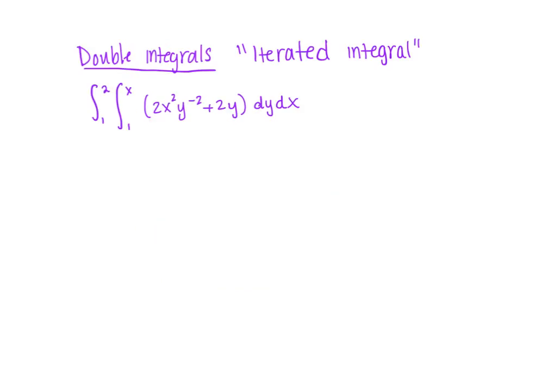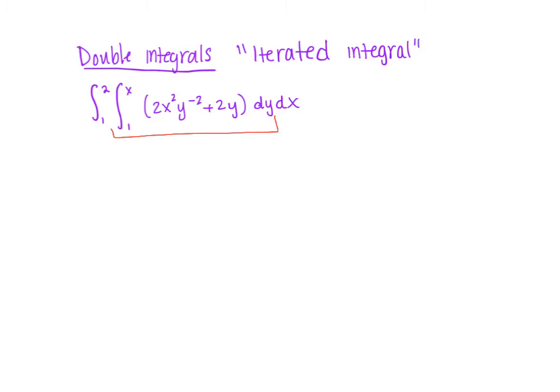Let's take a look at another one. Now we're going to have what are called iterated integrals, where you've got two different integrals together, and you're going to be taking one integral with respect to x and one with respect to y. The key here is to work from the inside out. So right now I've got the dy first, so I'm going to do the y integral first, and then I'm going to take that answer and take the integral of that with respect to x.